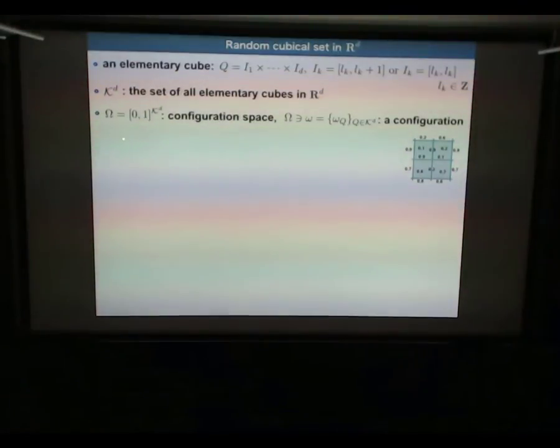And under this setting, we consider the configuration space denoted by big Omega. This is the product of the unit interval from 0 to 1 over all elementary cubes. So each configuration is an assignment of a value from 0 to 1 on each elementary cube. So for example, in this example, we assign 0.1, 0.2, 0.6, 0.7 to the two-dimensional cube, so just a square, and 0.9, 0.2, 0.6 to the one-dimensional cells at edges, and we also put a value from 0 to 1 on all vertices, which I don't write here. So this is a configuration.